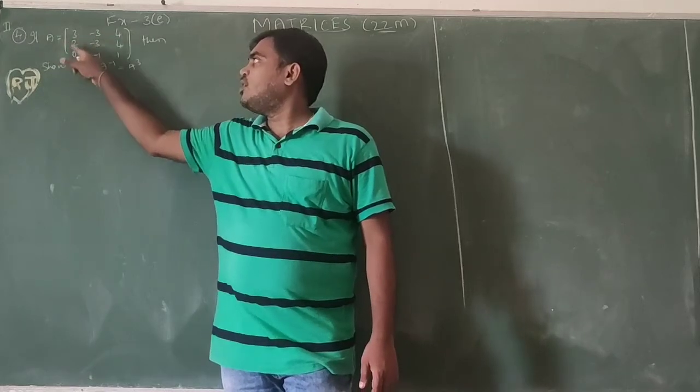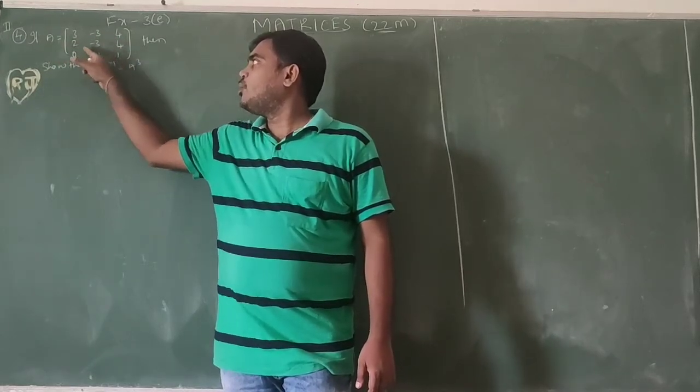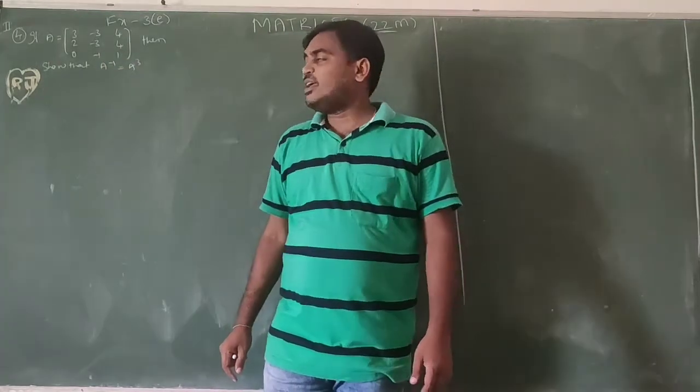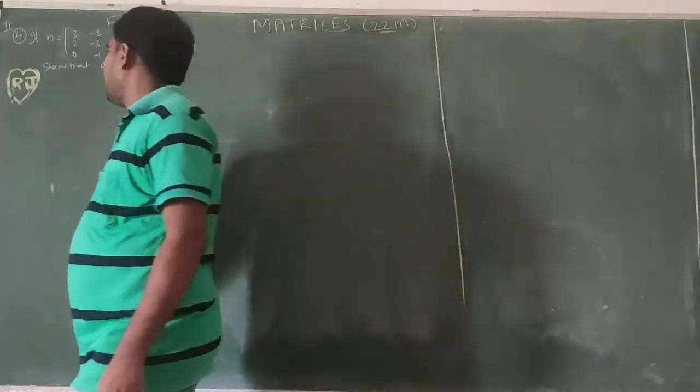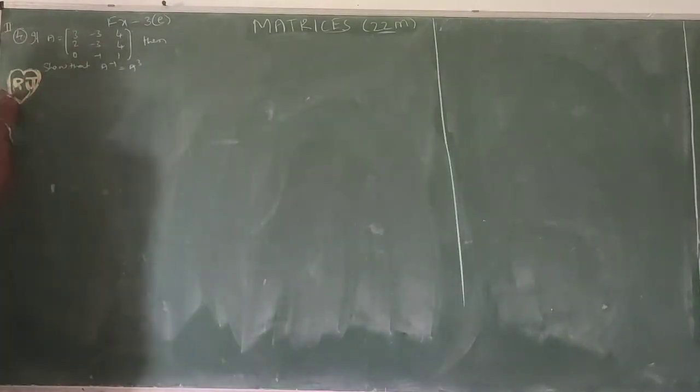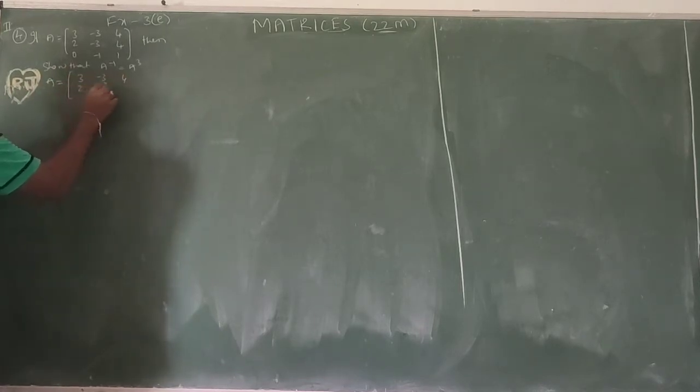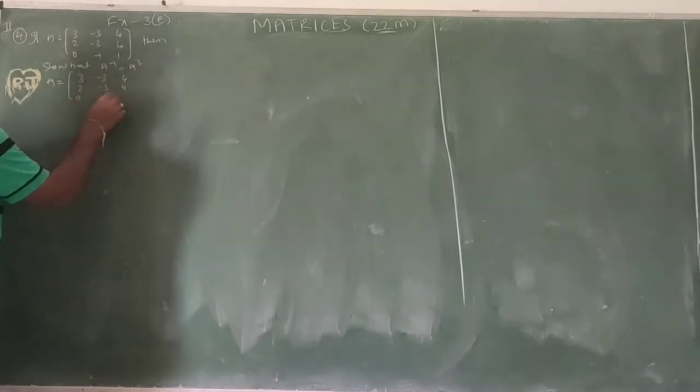Matrix A = [3 -3 4; 2 -3 4; 0 -1 1]. Then show that A inverse equals A cube. So, proof. First, A equals 3 -3 4, 2 -3 4, 0 -1 1.